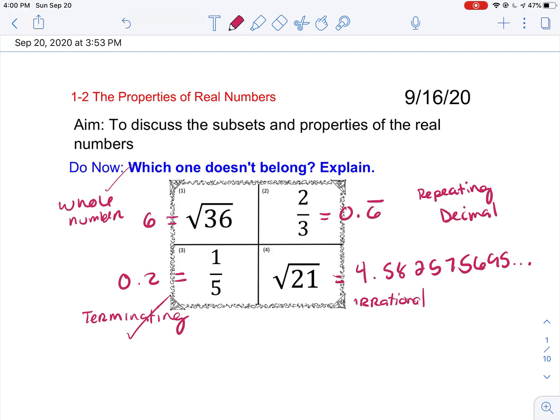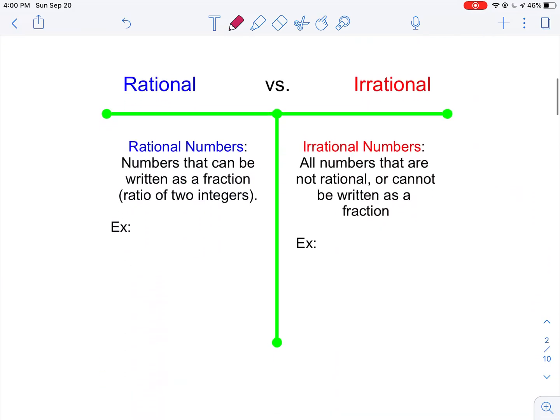Okay, but there's also something else that makes an irrational number special, and that's the fact that it cannot be turned into a fraction. Okay, radical 21 is the only number here that cannot be turned into a fraction, because we know 6/1 is the same as 6. Okay, so that leads us to our definitions.